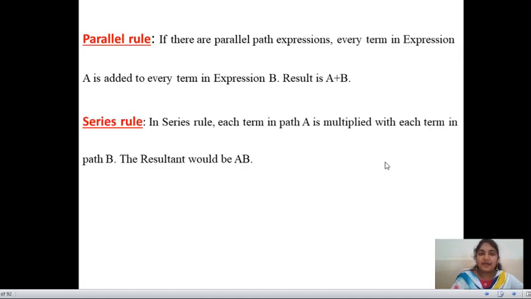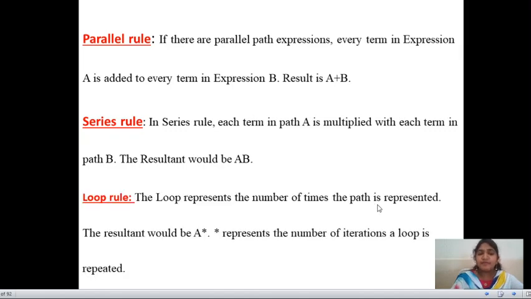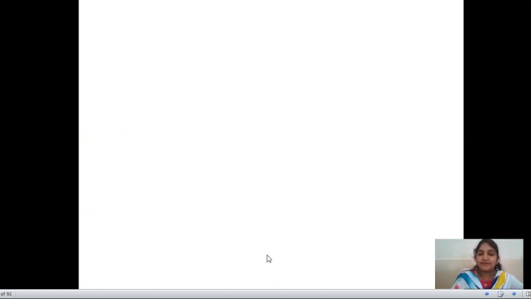If you take the parallel rule, if there are parallel path expressions, every term in expression A is added to every term in expression B. So the result is A plus B. Same for the series rule: each term in path A is multiplied with the term in path B, and the result will be A into B. Loop means if the loop represents the number of times the path is repeated, the resultant would be A star. Star represents the number of iterations the loop is repeated.